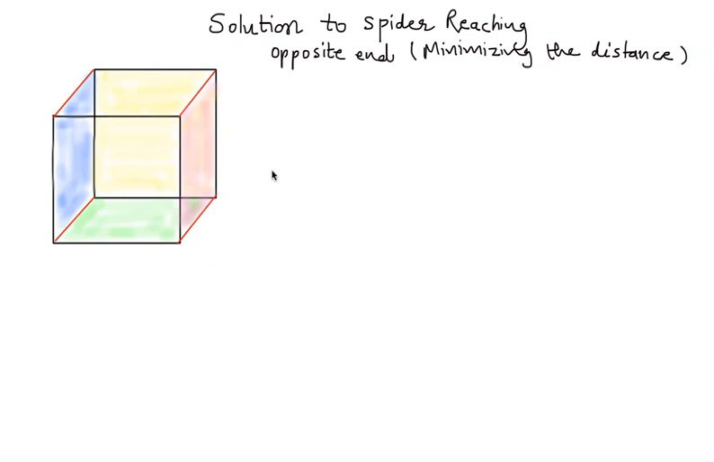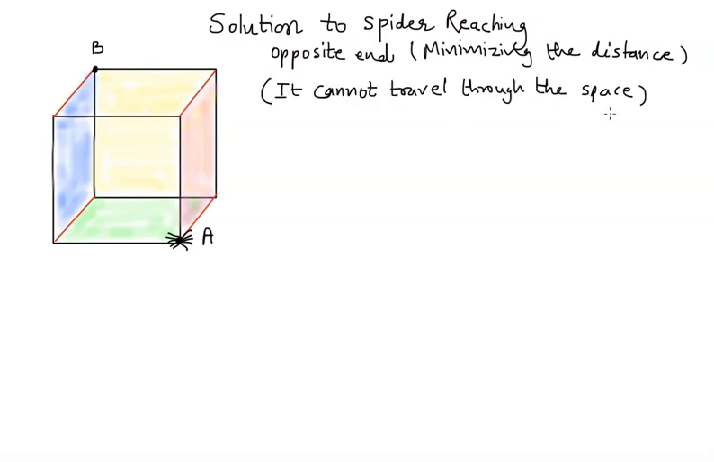This video is the solution video to the spider reaching the opposite end problem that we discussed a few days ago. And the problem is there is a spider at one end of a cube. Spider, I'm drawing it like a spider. Okay, so let's name this end as A. And the problem is that the spider wants to reach the end B, and the condition is that it cannot travel through the space.